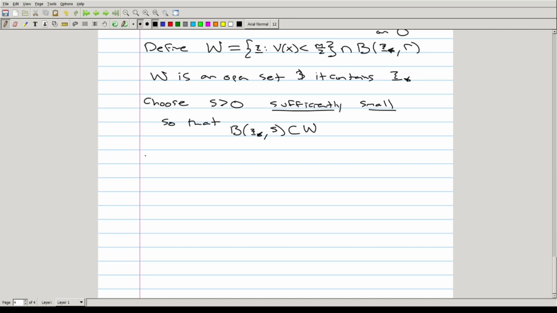And then we have definitively that if xi is in the S ball around xi star, then V of xi will be less than M over 2, and V dot, or V prime, which is the gradient of V dotted with xi prime, is less than or equal to 0. So V is decreasing.